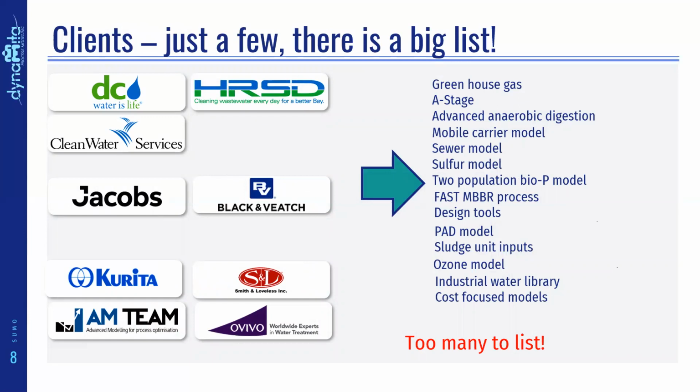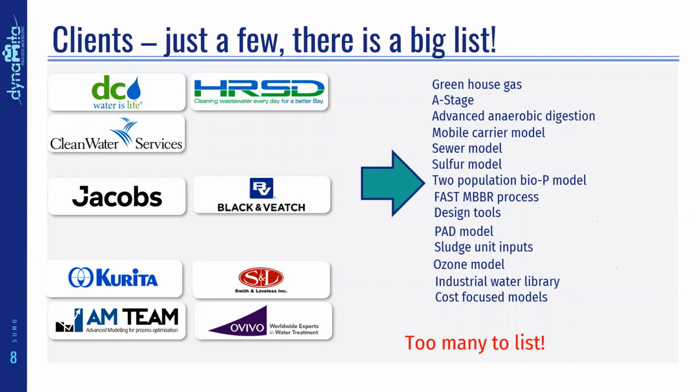So just to mention a few of our clients, and the list is big. Utilities such as DC Water, HRSD, and Clean Water Services have been instrumental in developing new models and are at the forefront of developing new models to understand new processes, which has sped up the implementation and process development. Consultants such as Jacobs and Black & Veatch are using SUMO to develop new processes, new process units for their clients, and provide support. And finally, the bottom four which you see are technology provider examples, such as Kurita Water Industries, Smith & Loveless in the US, IM Team and Ovivo, who are also instrumental and at the forefront in using SUMO in terms of developing their own technology and trying to do in-house design and provide support to their clients.